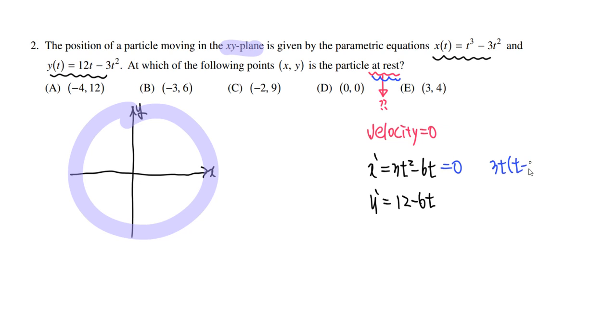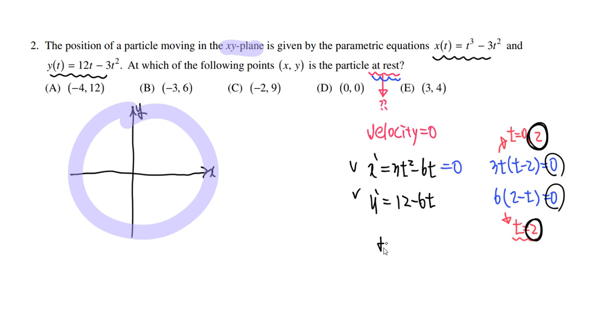So 3t and 2 minus t equal to 0, and 6 and 2 minus t equal to 0. In the x direction, t equals 0 and 2, there are two moments it takes a rest, and likewise for the y direction movement at that time. So I think the t that makes both of these 0 simultaneously is the one I'd like to choose.